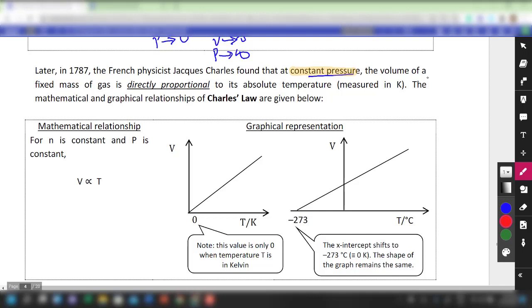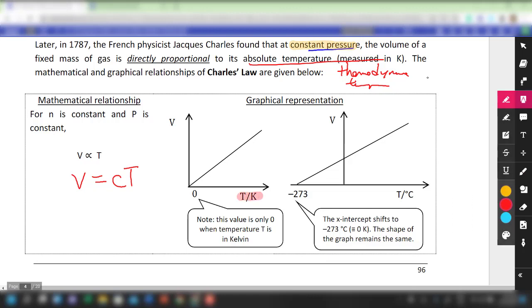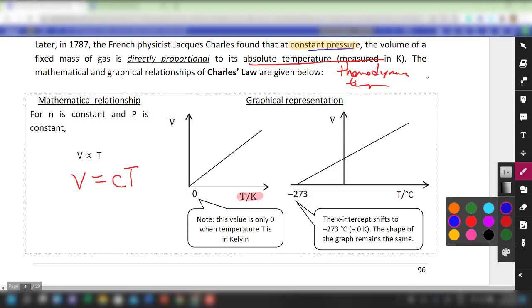This is what we call thermodynamic temperature. So absolute temperature is also known as thermodynamic temperature. The mathematical relationship, because it's directly proportional, can be written as V equals constant C times T. If you plot V directly against T, taking note that this is thermodynamic temperature, you get a straight line which passes through the origin. The origin is over here.